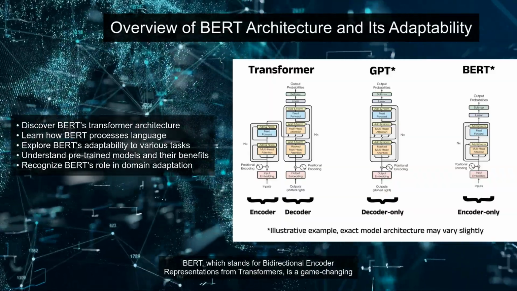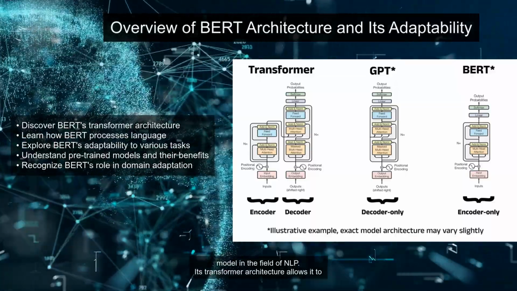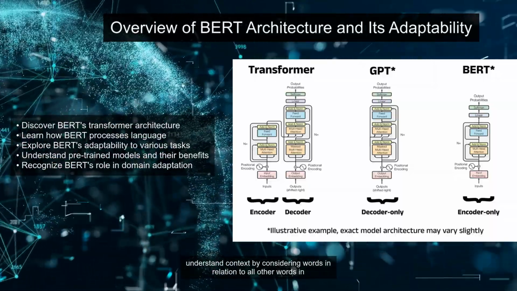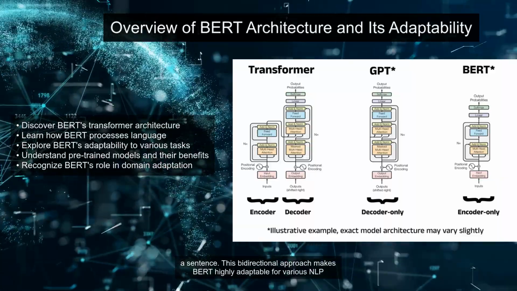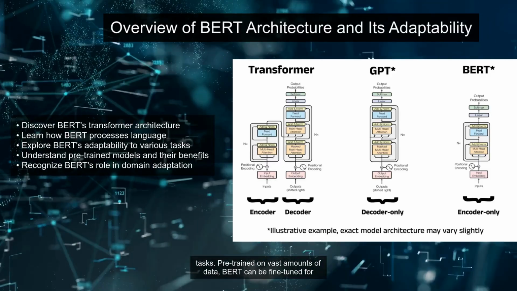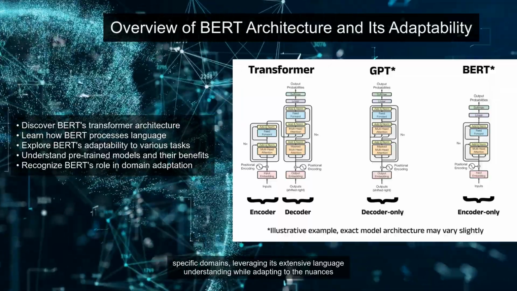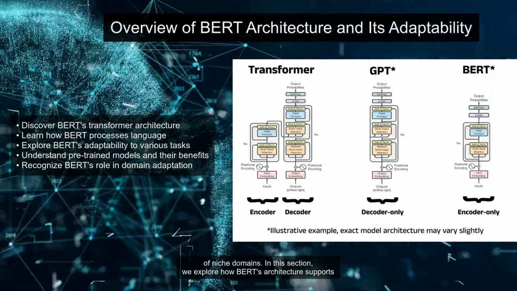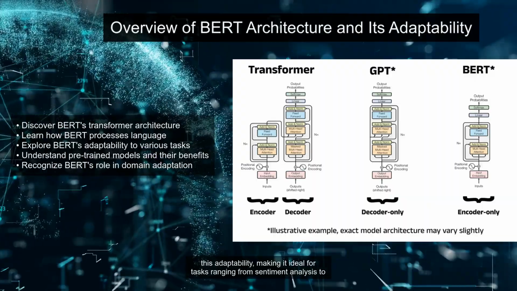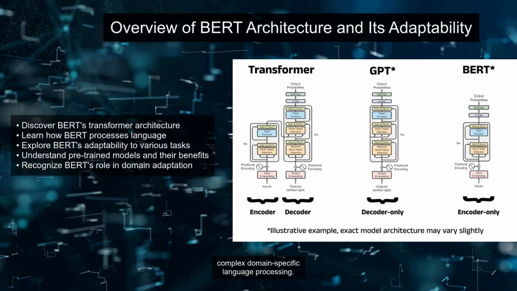BERT, which stands for Bidirectional Encoder Representations from Transformers, is a game-changing model in the field of NLP. Its transformer architecture allows it to understand context by considering words in relation to all other words in a sentence. This bidirectional approach makes BERT highly adaptable for various NLP tasks. Pre-trained on vast amounts of data, BERT can be fine-tuned for specific domains, leveraging its extensive language understanding while adapting to the nuances of niche domains. In this section, we explore how BERT's architecture supports this adaptability, making it ideal for tasks ranging from sentiment analysis to complex domain-specific language processing.